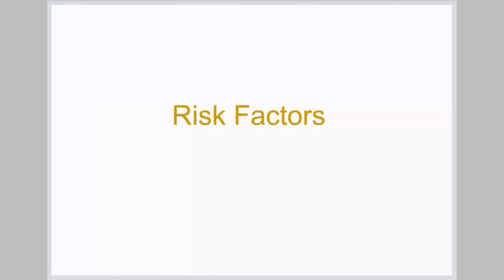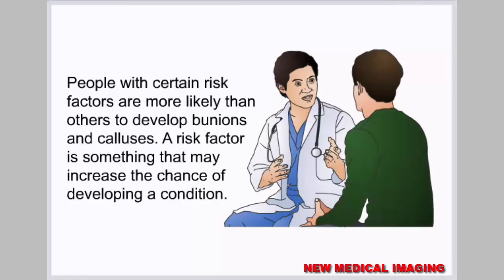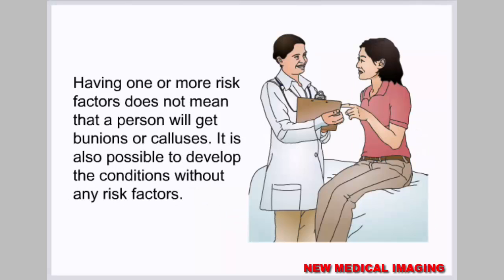Risk factors. People with certain risk factors are more likely than others to develop bunions and calluses. A risk factor is something that may increase the chance of developing a condition. Having one or more risk factors does not mean that a person will get bunions or calluses. It is also possible to develop the conditions without any risk factors.